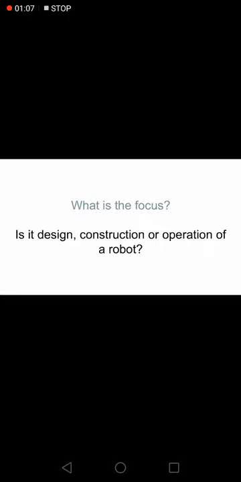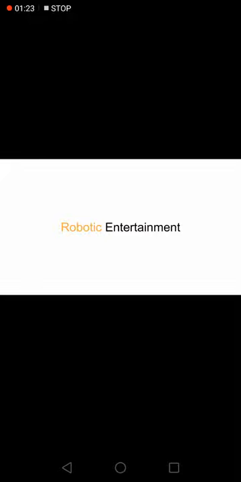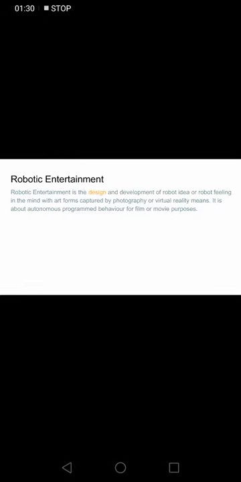Now, the question I ask is, what is the focus? Is it design, construction, or operation of a robot? Next slide. Now, define robotic entertainment. Robotic entertainment is the design and development of robot ideas or robot feelings in the mind with art forms captured by photography or virtual reality means. It is about autonomous programmed behavior for film or movie purposes.